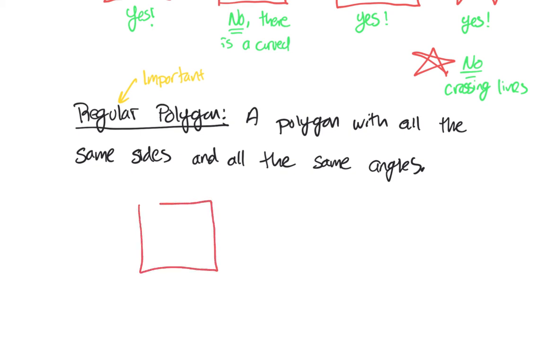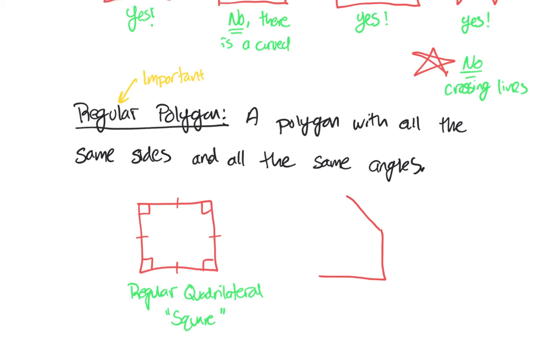What if I were to take a four-sided polygon that had all the same angles and all the same sides? Well, we refer to that as a square. So this is a regular polygon. This is technically a regular quadrilateral. That's the name that we give it, but more commonly, we refer to that as a square. And so that's a regular quadrilateral. And then we have other shapes like a five-sided shape we call a pentagon.